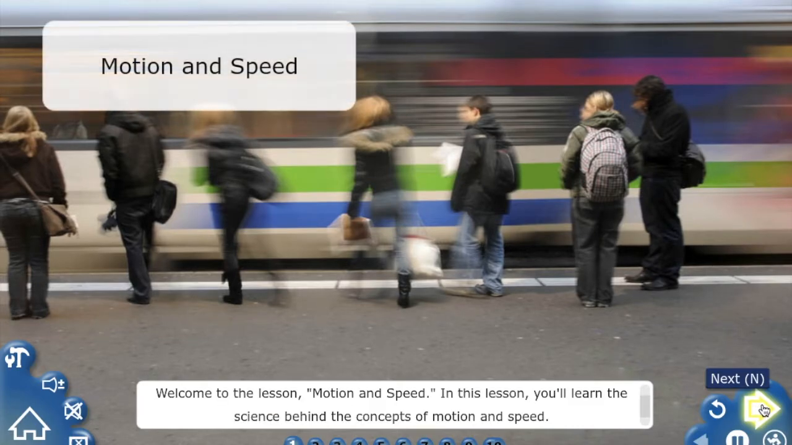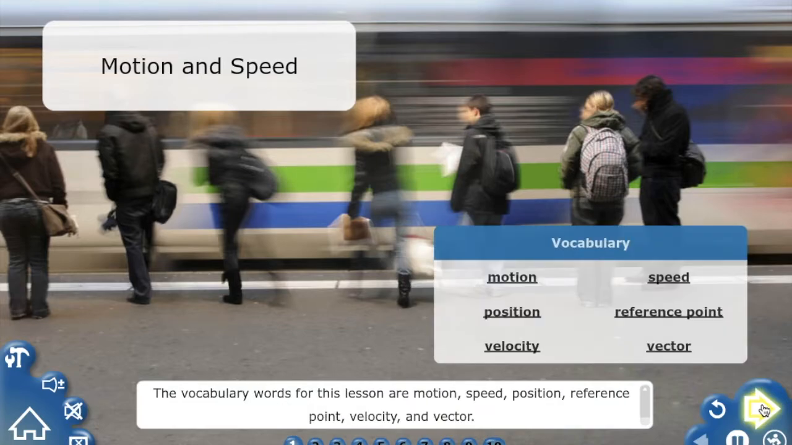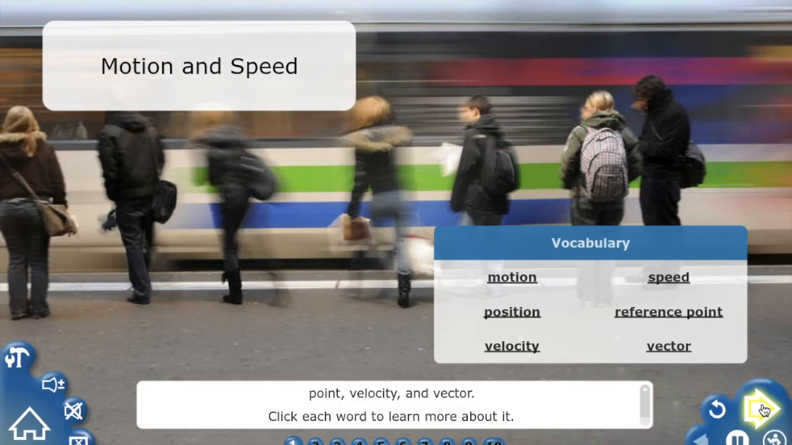Welcome to the lesson Motion and Speed. In this lesson, you'll learn the science behind the concepts of motion and speed. The vocabulary words for this lesson are motion, speed, position, reference point, velocity, and vector. Click each word to learn more about it.